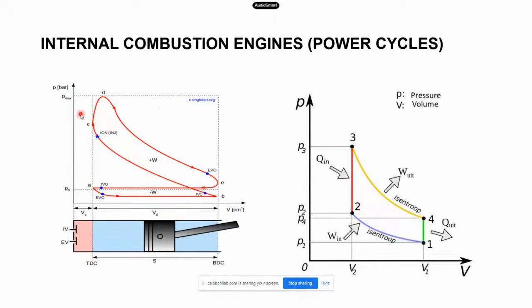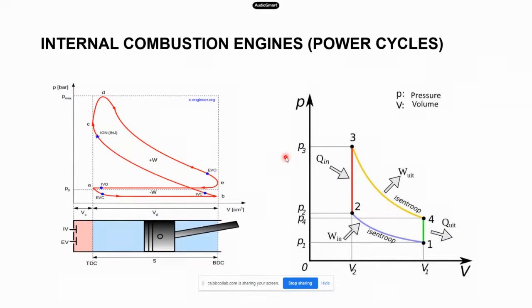Simplify it. So this particular point here from C to D is going to be represented here by 2, 2, 3. Now this point from EVO up to that point here is going to be Q out, and the compression from B up to C is represented here by a compression process from 1 to 2, and the expansion is between 3 and 4. But when we do that, we move from the actual one to the theoretical one.